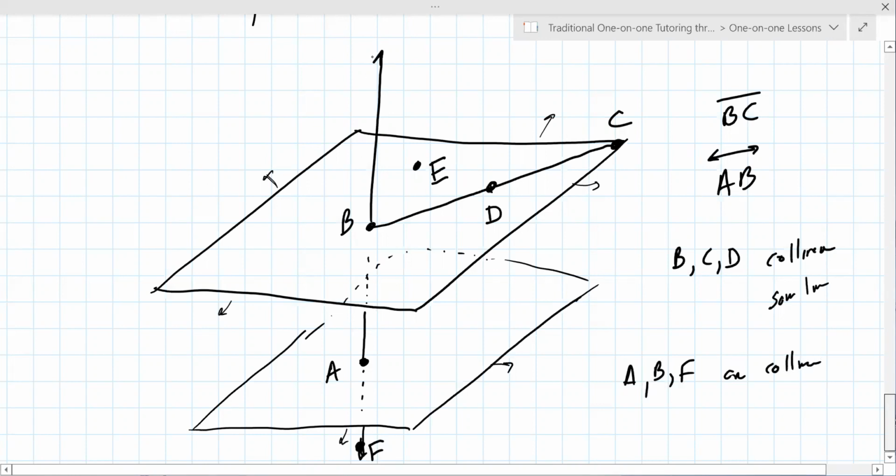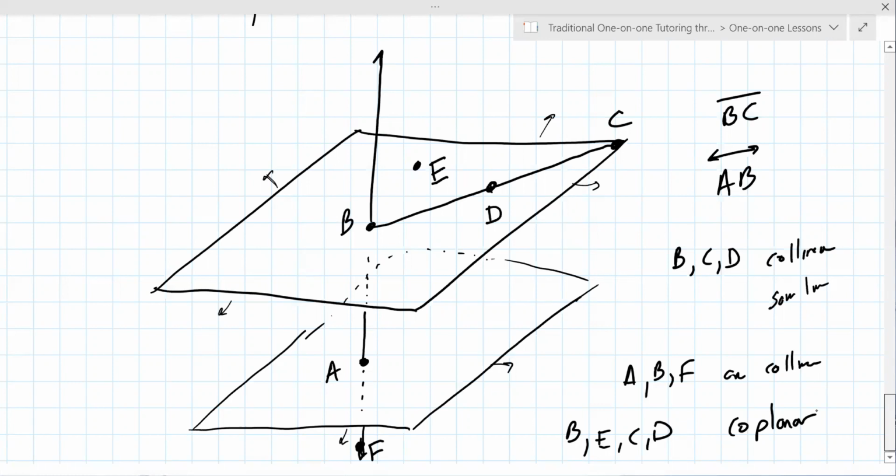All right. And this is where it's challenging again. I've drawn the picture, and we can sort of do this. Well, let me actually add one more thing here. B, E, C, and D are what are called coplanar. That means they're on the same plane. Coplanar, on the same plane.